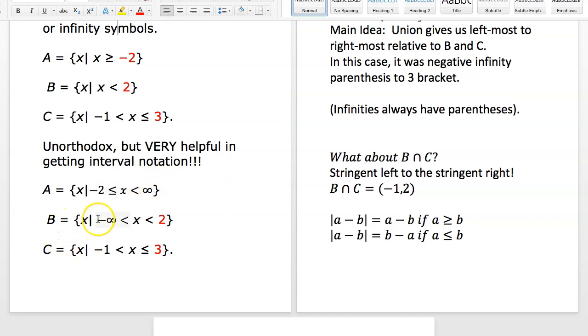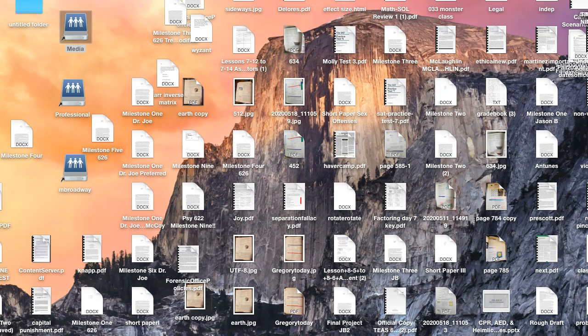Now for B, we're unbounded in the negative sense, so we use negative infinity here. Now we're quite bounded. For B, we're bounded by positive 2 to the right, so we can't do any infinities there. We don't want to. Likewise for A, we did not want to do negative infinity because negative 2 is our bound. And for C, we can't do any infinity because we're bounded by neg 1 and 3. So I just wanted to clarify that. And I'll insert this clip inside.